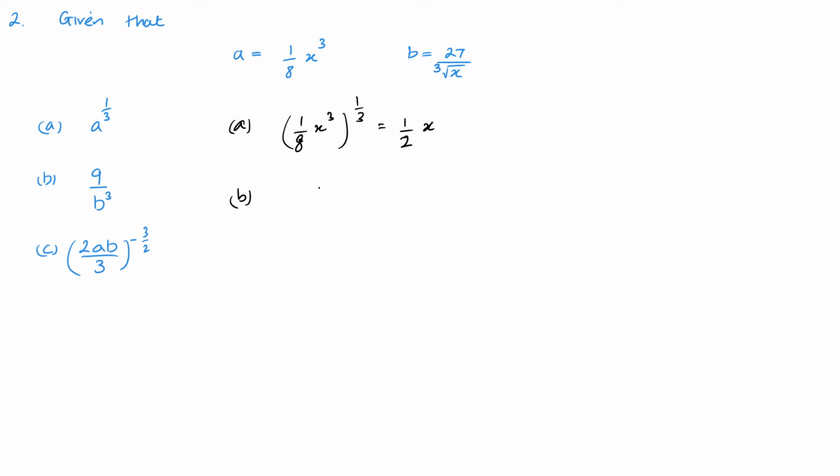Moving on to the next one, we got 9 over b cubed. So that was 27 cube root of x cubed. So 27 cubed, it's quite a large number, 19,683 over, and then cube root of x, and then cubed would just be x. And this is obviously the same as that times x over that.